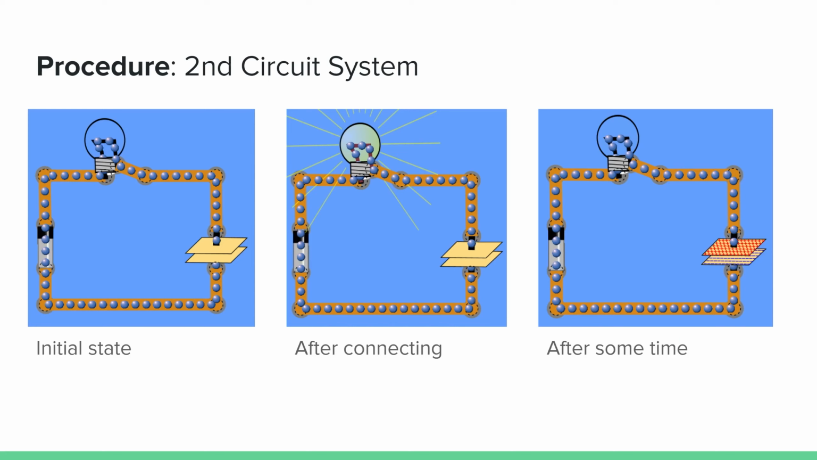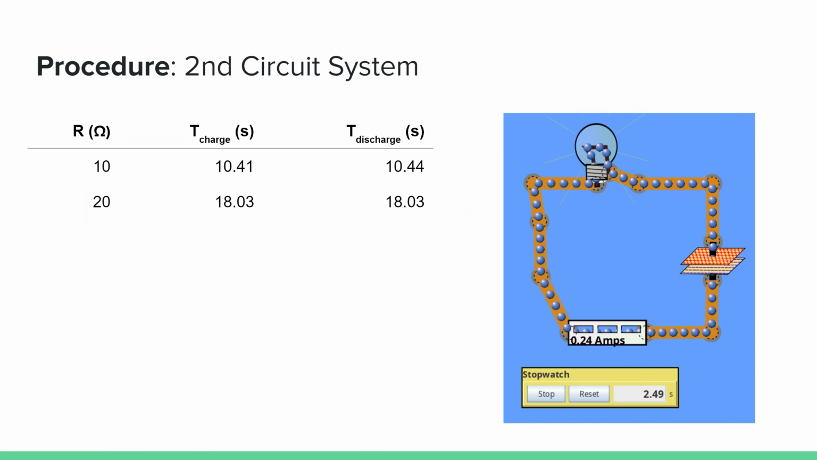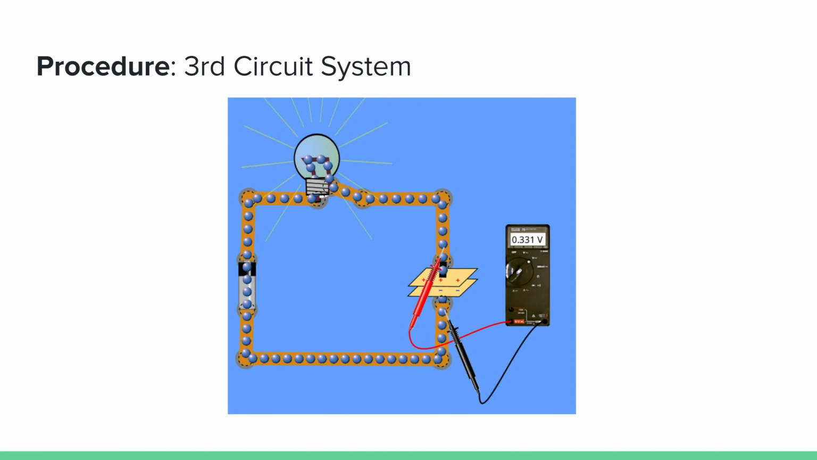Then, when I replaced the battery with a wire, the light bulb immediately lit up again and slowly dimmed as the capacitor discharged. With these behaviors noted, I measured the time it took for the capacitor to both charge and discharge in two different configurations with 10 ohms and 20 ohms, as displayed in the table. The final part of the lab involved another simple RC circuit, this time with a 9-volt battery, a 30 ohm light bulb, and a 200 millifarad capacitor.